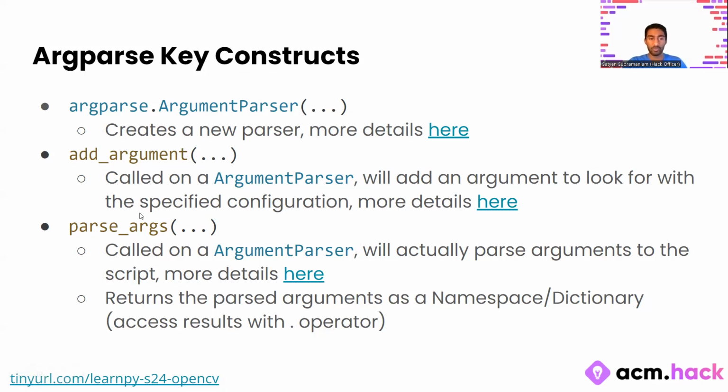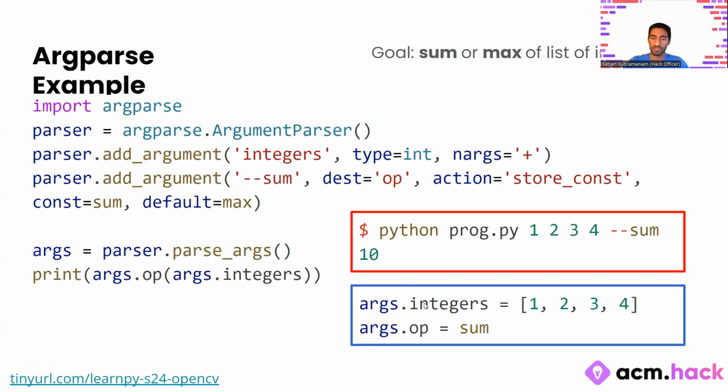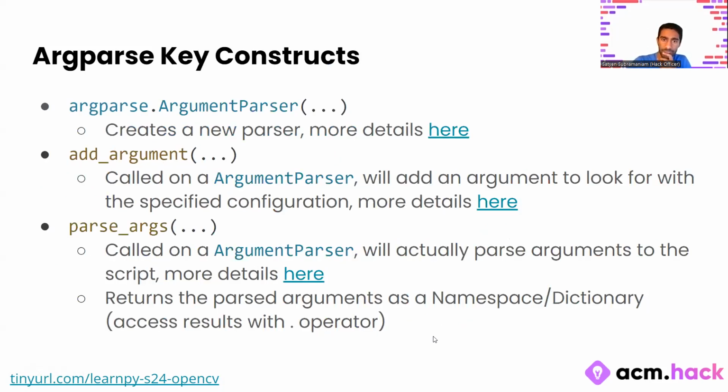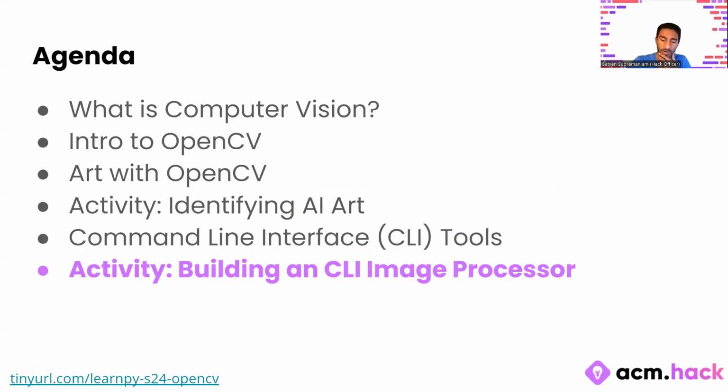And then finally, once you've added the arguments, you call the parse_args function, which will actually do the parsing and store the results in a namespace, or effectively just a dictionary. Then you can access the elements with the dot operator, just like we saw: args.integers, args.op.